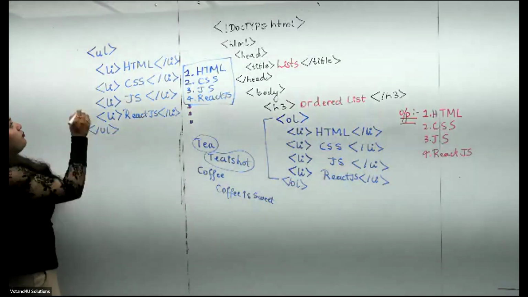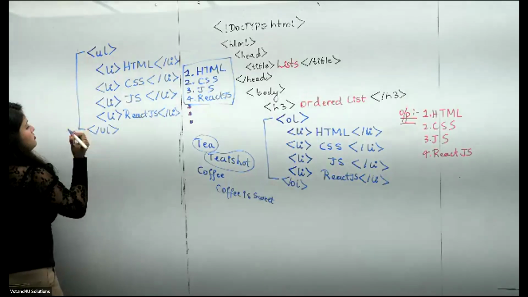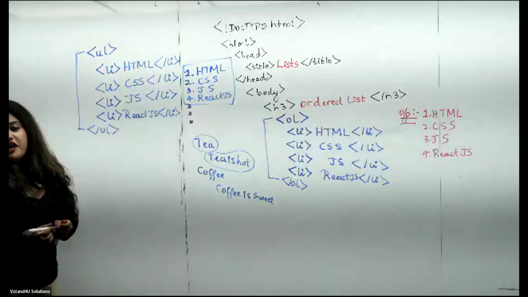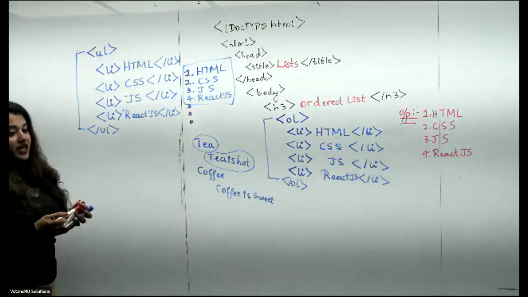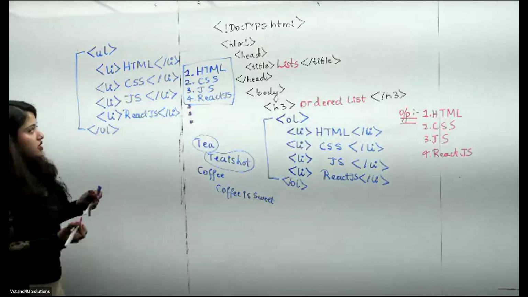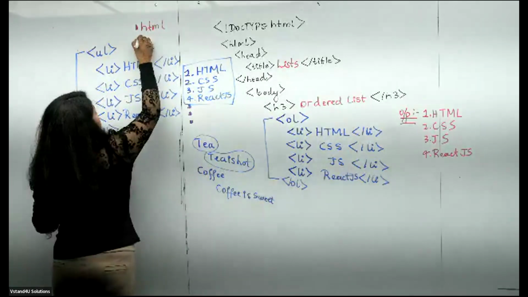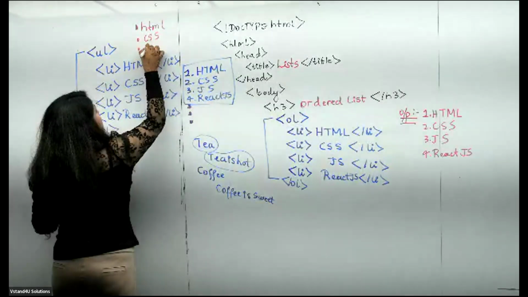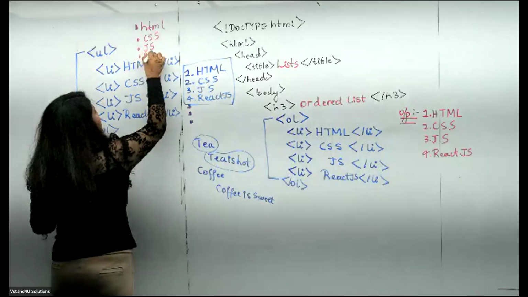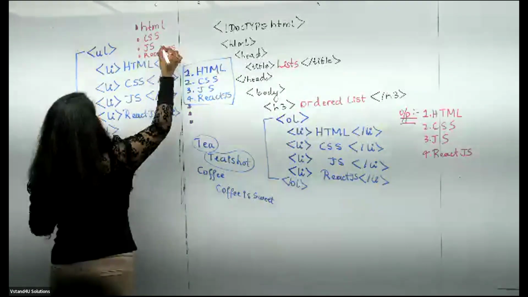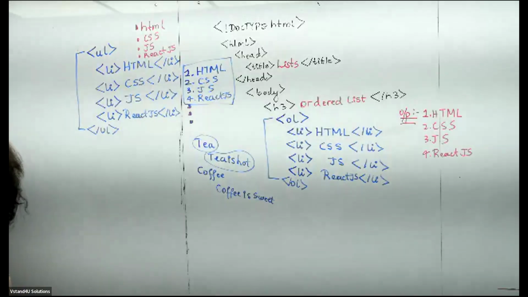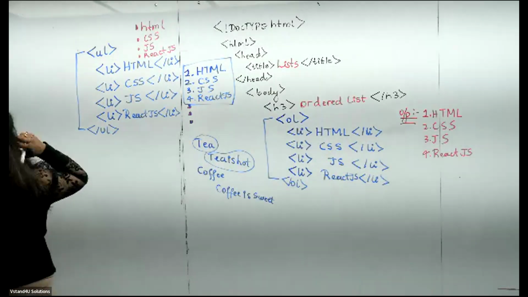So how my output will be displayed for this one? How my output will be displayed for this one? Don't you think that it will be represented in the form of bullets? Yes. So this will be like HTML, CSS, JavaScript, and you will get it as React JS. Clear? Done. Next one, what is the type of tag?